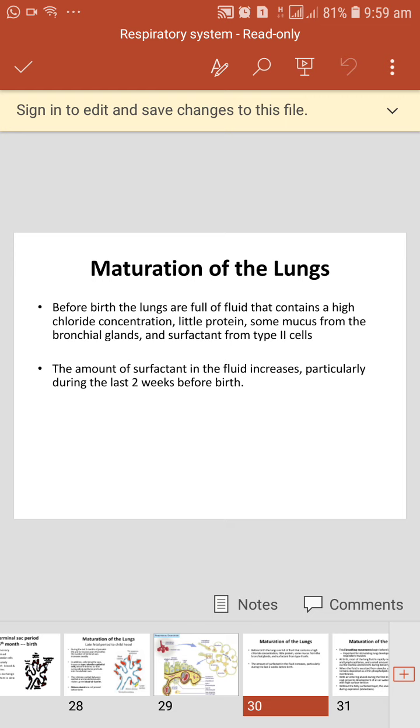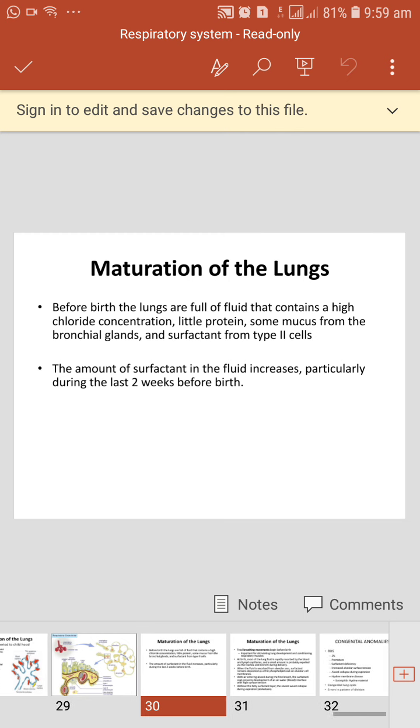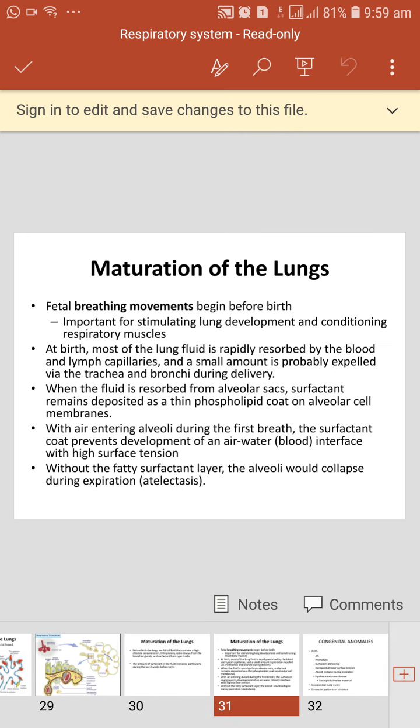Before birth, the lungs are full of fluid that contains a high chloride concentration, little protein, some mucus from the bronchial glands, and surfactant from type 2 cells. The amount of surfactant in the fluid increases, particularly during the last 2 weeks before birth. Fetal breathing movements begin before birth, important for stimulating lung development and conditioning respiratory muscles. At birth, most of the lung fluid is rapidly resorbed by the blood and lymph capillaries, and a small amount is probably expelled via the trachea and bronchi during delivery.